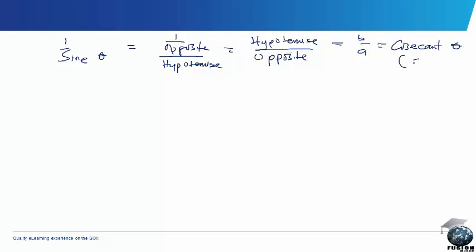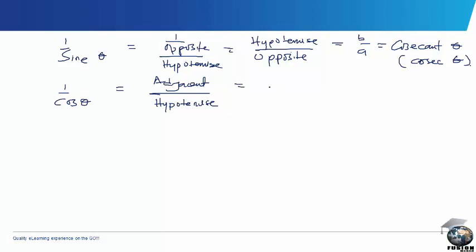of theta, or shortly denoted as cosec theta. And then 1 over cos theta is as good as inverting the original relationship, that is adjacent over hypotenuse becomes hypotenuse over adjacent, which is equal to B over A, which is also called the secant of theta, or denoted as sec theta.